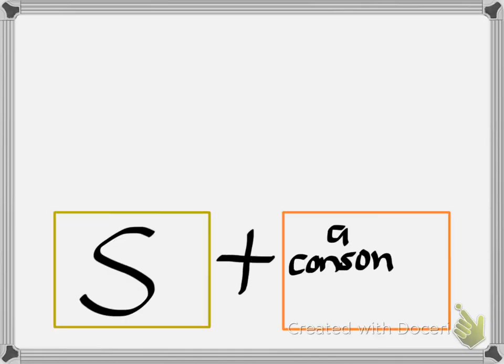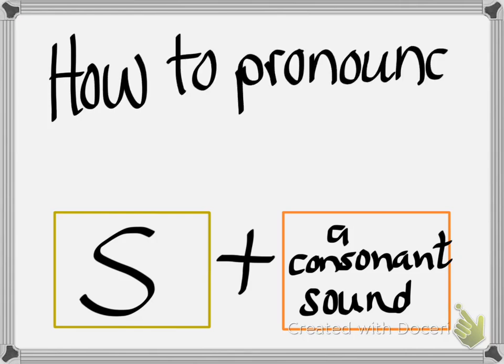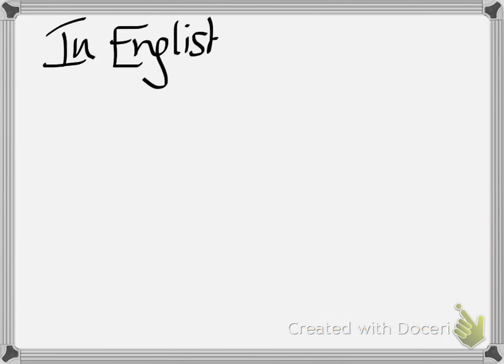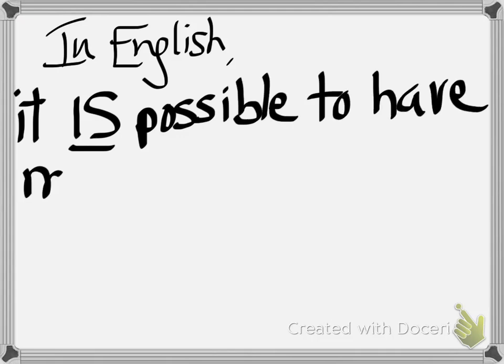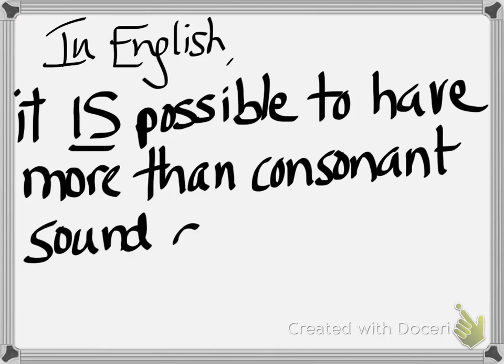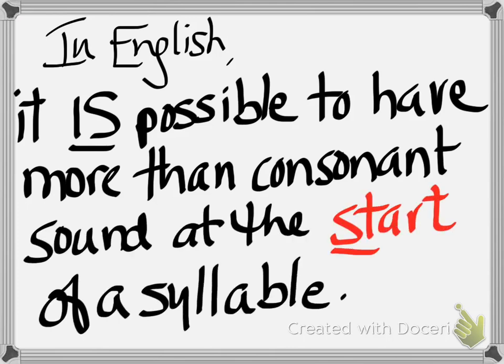Hi everybody. Today we're going to do some pronunciation work, and we're going to look specifically at those words that begin with S and a consonant. In English, it's quite common to have more than one consonant sound at the beginning of a one-syllable word or at the beginning of a syllable. And this is especially true with words that begin with S and T.